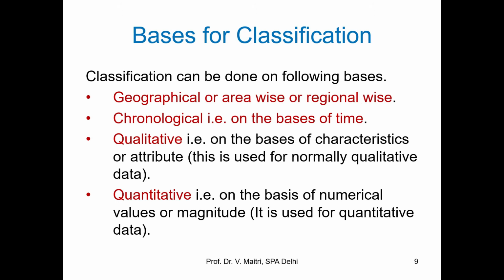Now on the basis of classification, we can classify the data into these four categories. The first one is geographical or area wise or regional wise classification, or chronological, that is, on the basis of time we can classify the data. Then qualitative, that is on the basis of characteristics or attributes. This we normally use for qualitative data. Some attribute we take, and on that basis we make the classification. And quantitative, on the basis of numerical value or magnitude. So whatever numerical values we have, we divide them into groups, and then on that basis we do the classification. Let's see one by one.